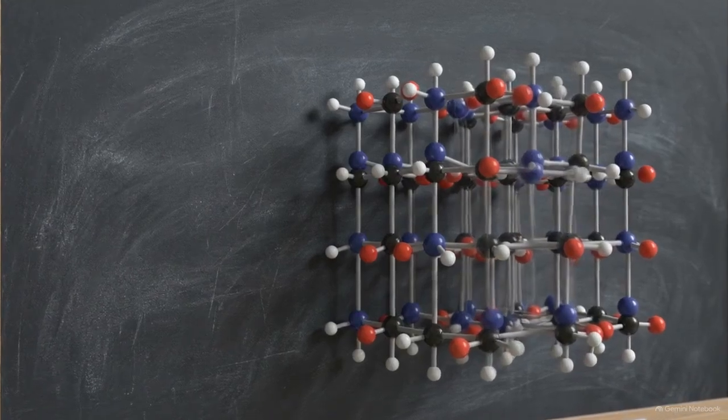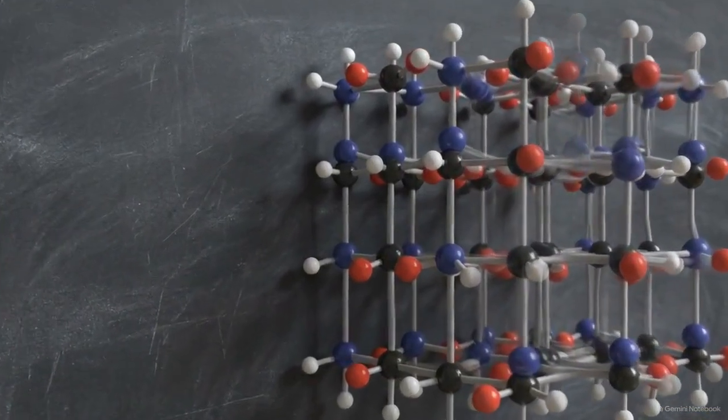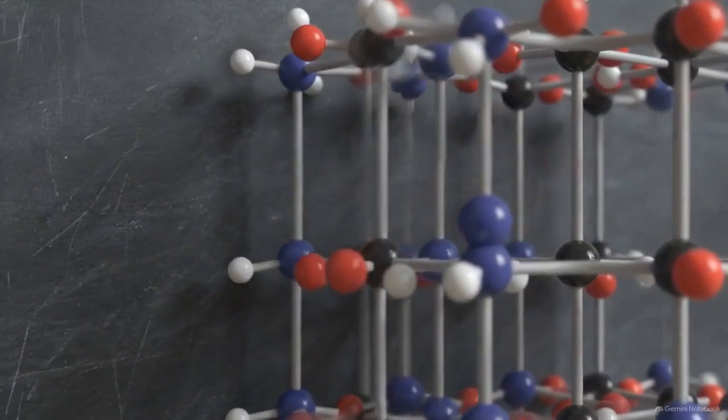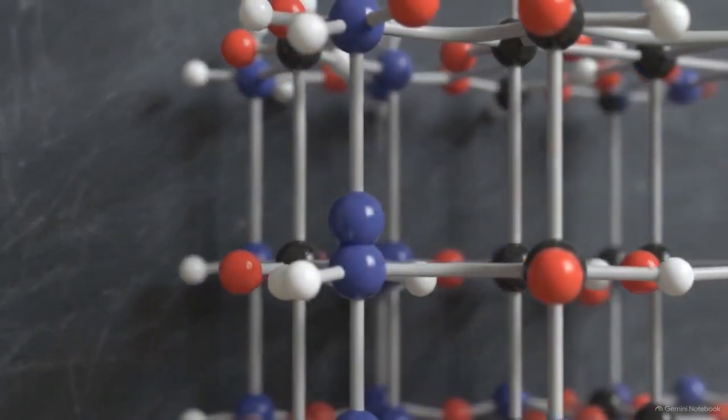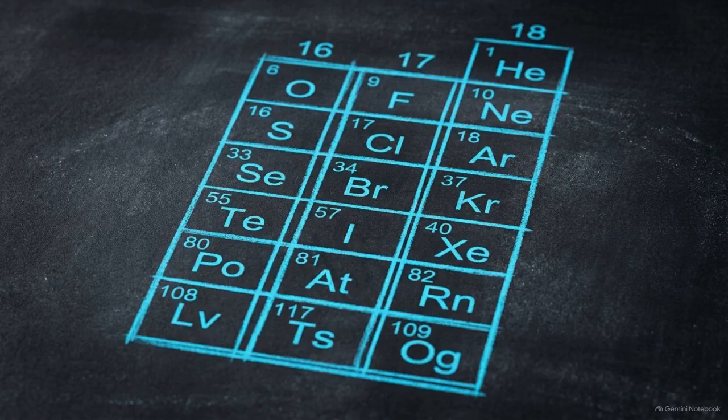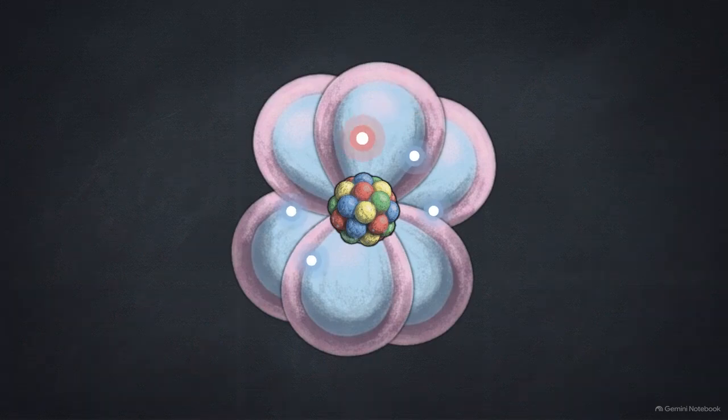The chemical behavior of elements in groups 16 through 18 is a direct physical consequence of fundamental subatomic forces. Groups 16, 17, and 18 follow a consistent structural rule. The differentiating electron, the last one filling the atom, always enters the p orbital.